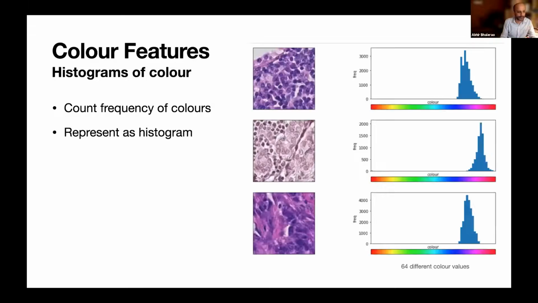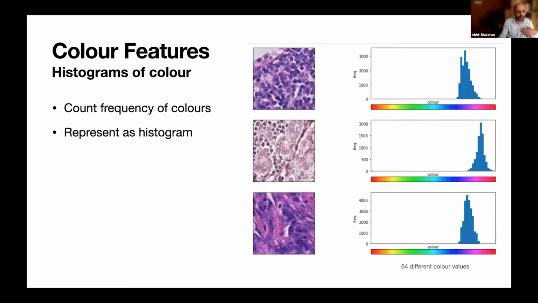Well, you're all familiar with histograms, I hope. We're going to count, in this histogram, the frequency of colors. And here's an example. I've taken some of the patches of my problem. I'm going to try to distinguish these patches into whether they are malignant or benign. But we can start by just trying to produce a histogram of the colors in each patch.